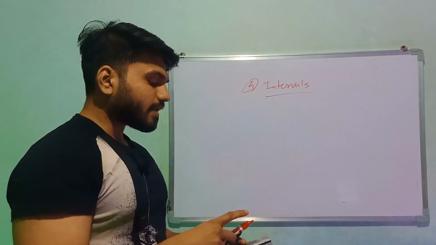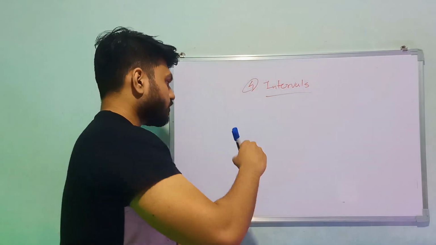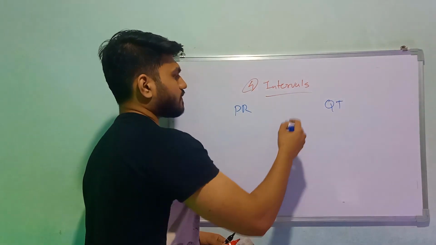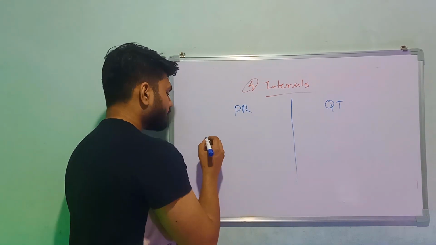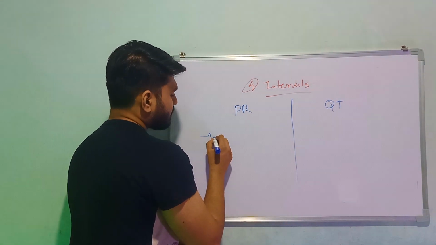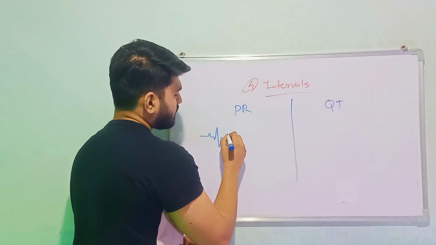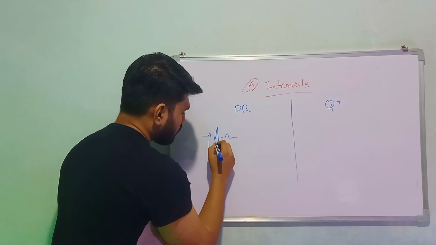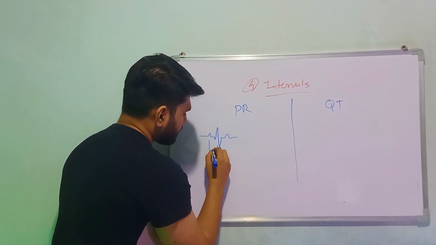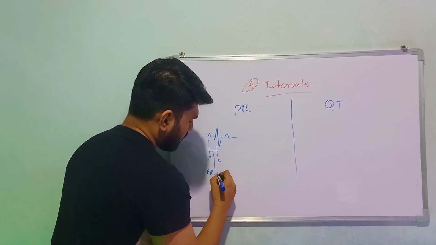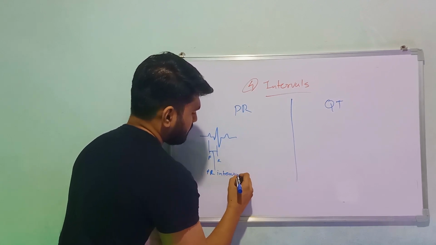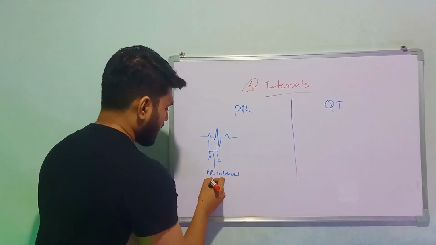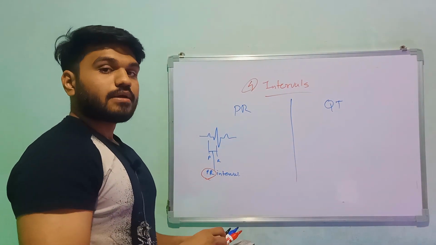Looking at intervals. So what intervals we should look at? So we should look at PR interval and QT interval. Okay. So all of you guys know that our ECG looks like this. This is our P wave, then Q, R, S, and our T wave. So from P, this is our P to R. This is our R. This is our PR interval. Okay. So this PR interval can be shortened or can be wider.